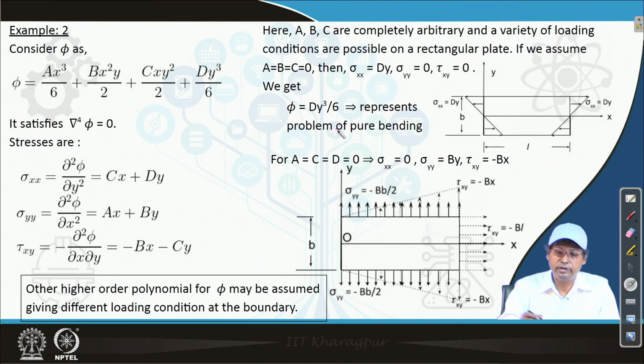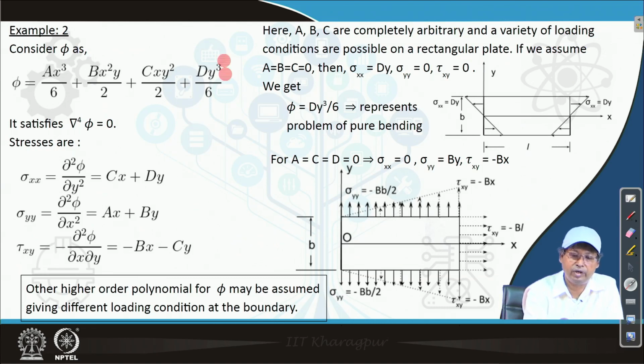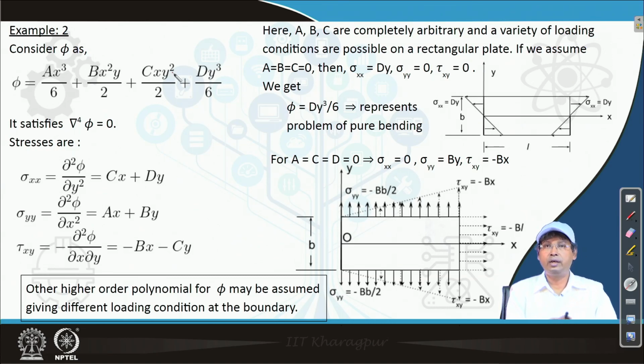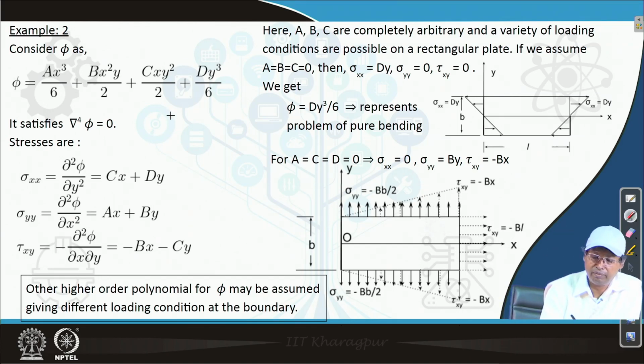So, that is the reason it is concluded, and we will use this understanding later, that d y cube by 6, this term of the inverse approach, solves or shows the bending problem. One good example probably for pure bending is a cantilever beam.